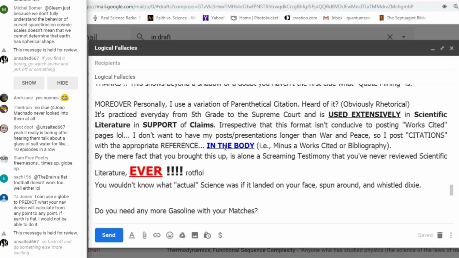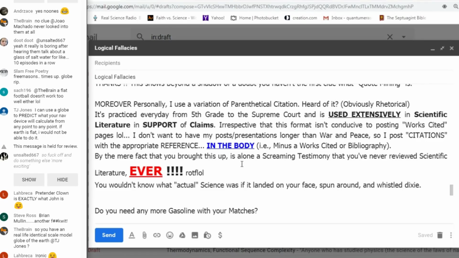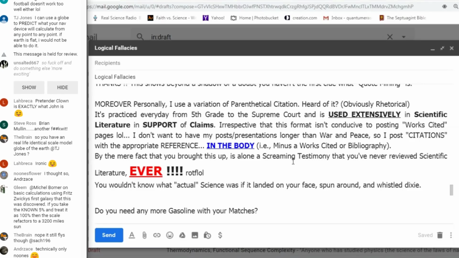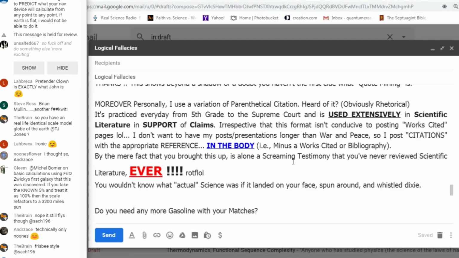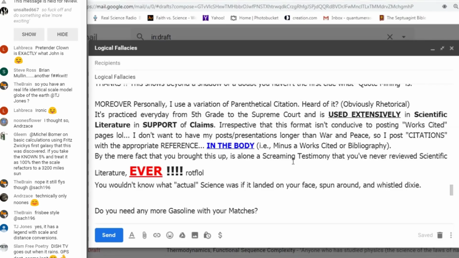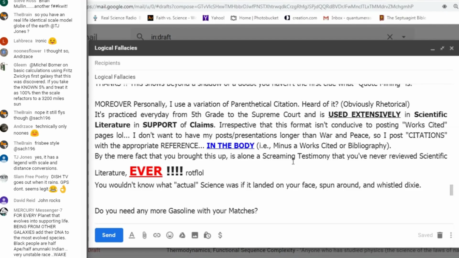Moreover, personally, I use a variation of parenthetical citation. Heard of it? It's practiced every day from fifth grade to the Supreme Court and is used extensively in scientific literature in support of claims, like we just looked at with the quantum erasure choice that I posted earlier. Irrespective that this format isn't conducive to posting works cited pages, I don't want to have my posts or presentations longer than War and Peace, so I post the citations with the appropriate reference in the body of the presentation, right? I want to have it right there so we can see the whole thing right there. We don't have to go down to the works cited page. I'm not going to make a works cited page for a presentation.